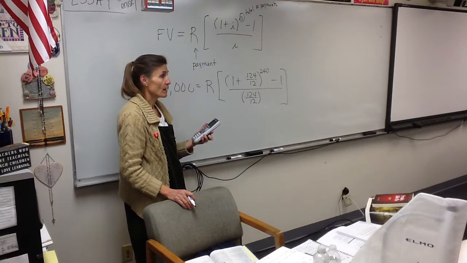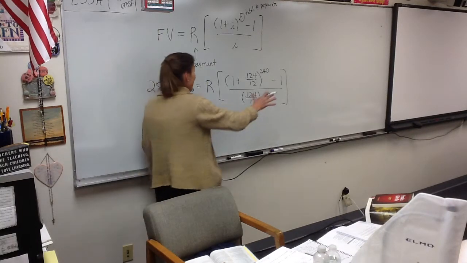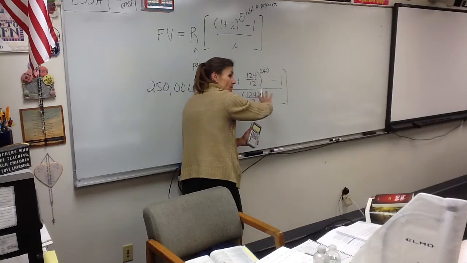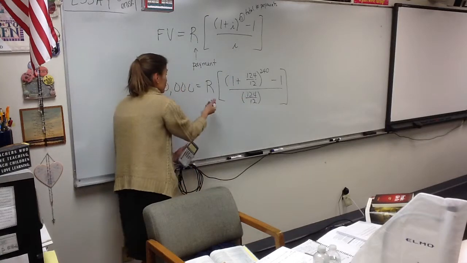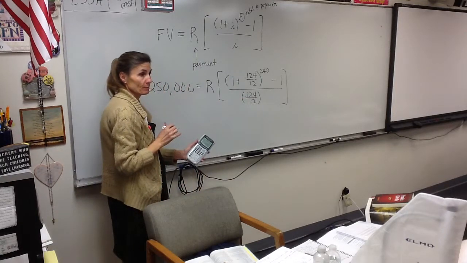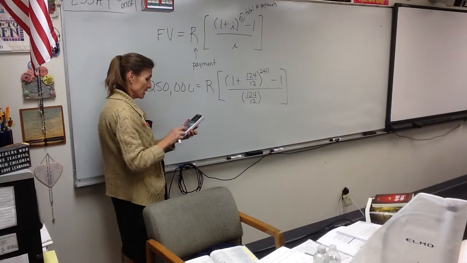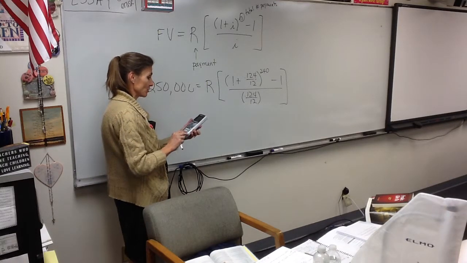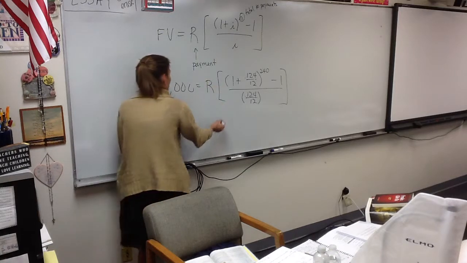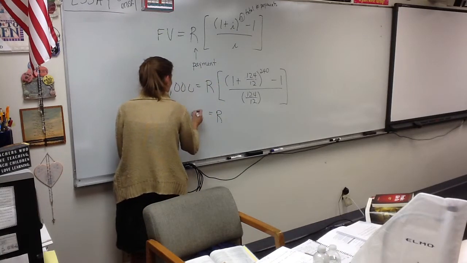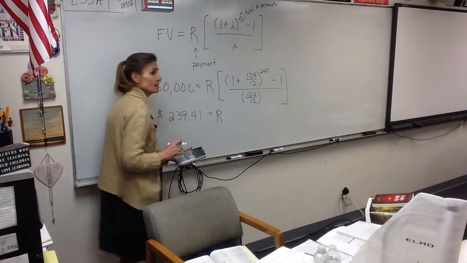Okay. Now, the value of this whole bracket is 1,044. So what are we going to do to solve for R? Take 250,000 divided by answer. And the amount of her payment is about $239.41 per month.